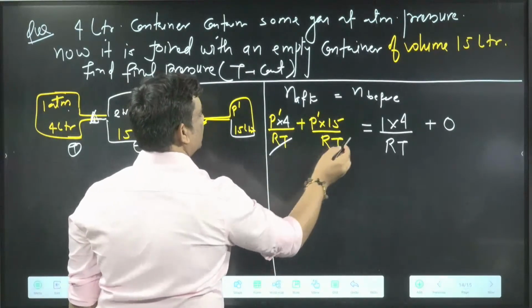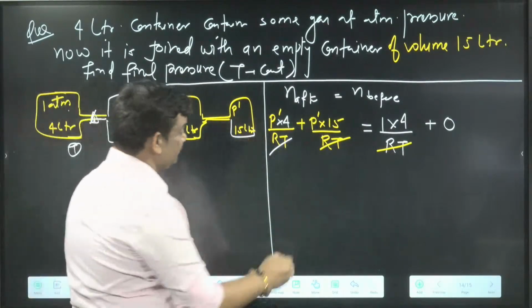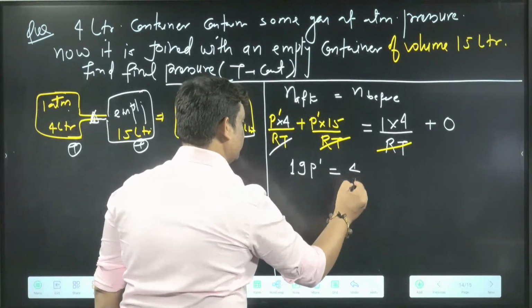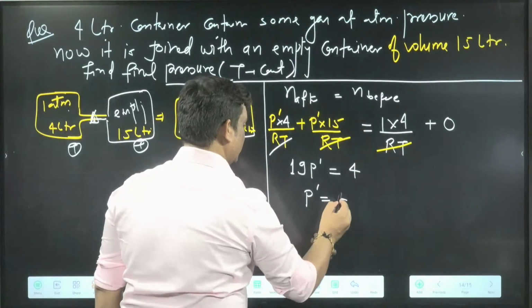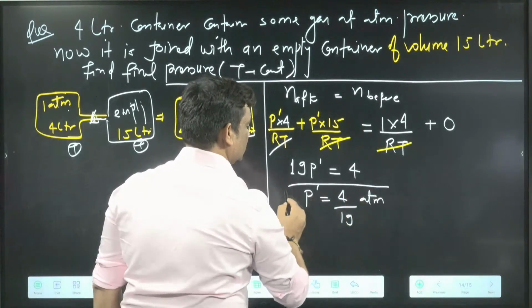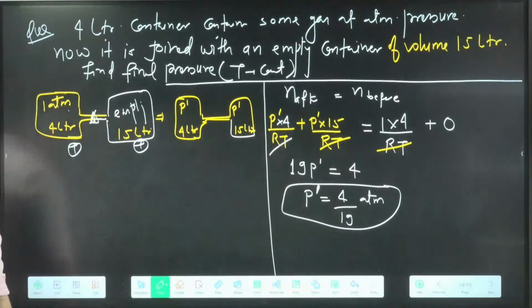You can see RT will be cancelled. So here 15 and 4 is 19, so 19 P dash equals 4. So P dash we can write as 4 by 19 atm. This is your answer, the final pressure. Can you do it this way?